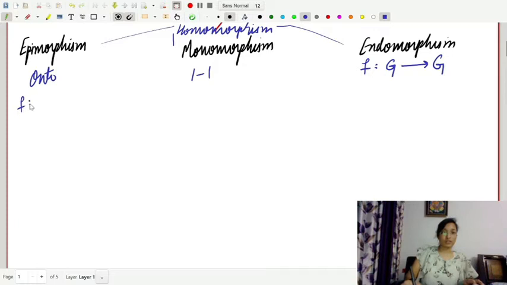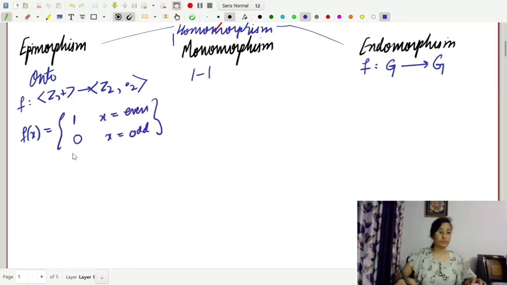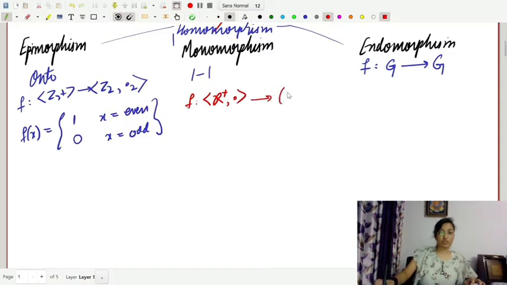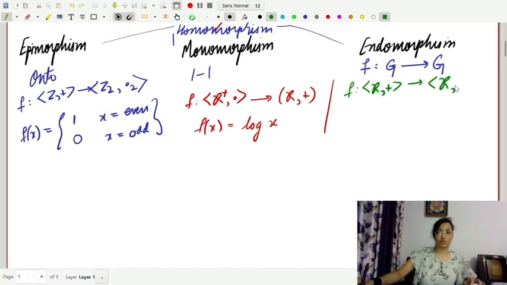An example of epimorphism: F from Z under addition to Z2 under addition modulo 2, such that f of x is equal to 0 for x even, and 1 for x odd. Let's look at an example of monomorphism: F from positive R under multiplication to R under addition such that f of x is equal to log of x. This function is one-one. And let's see an example of endomorphism: that is f from R positive to R positive under addition such that f of x is equal to x.